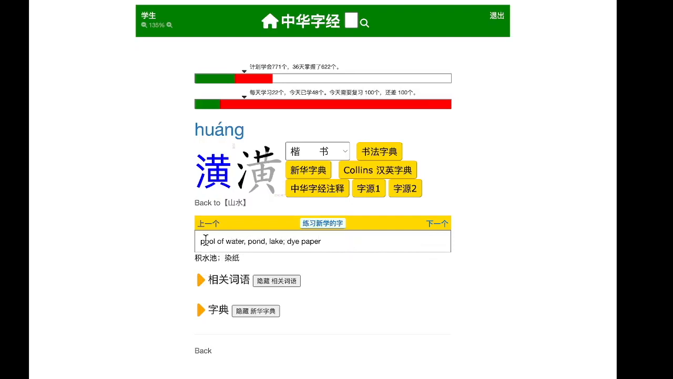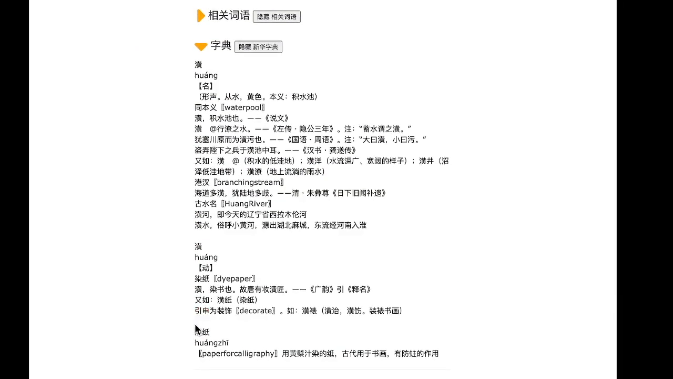黄, another word for a pool of water, a pond, or a lake. So many of these. But this one also has the other meaning of dye paper. So like 黄纸 is a kind of paper. It's like decorative paper that you use for calligraphy.